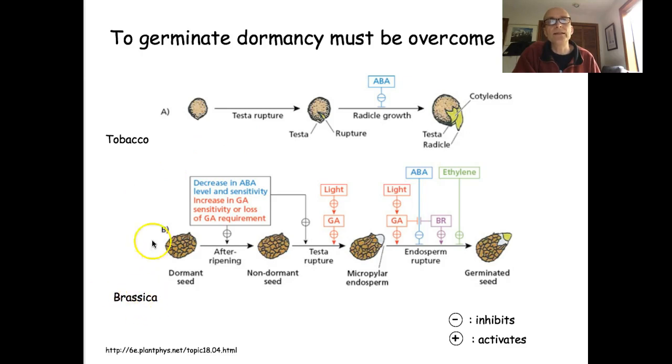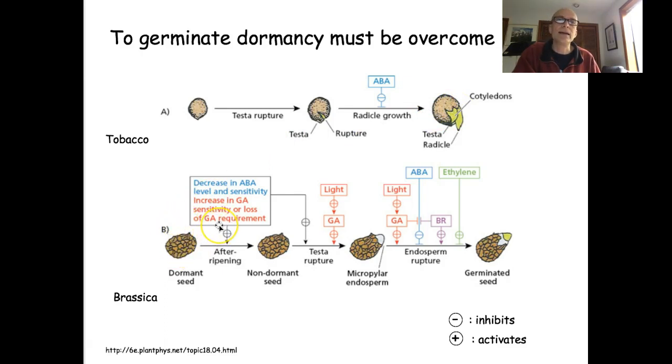This is a rapeseed, where the seed needs to rupture, so the outer shell needs to rupture, that's the testa, and then the radicle grows out. But this is inhibited by ABA, and when that is no longer the case, that is when the seed can germinate. In brassica, it's a lot more complicated.